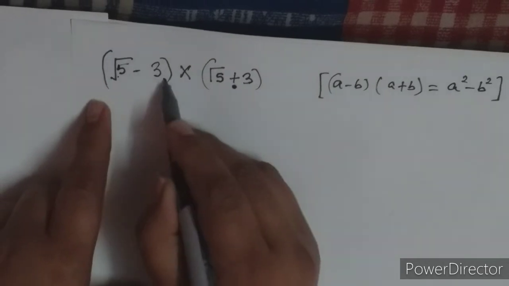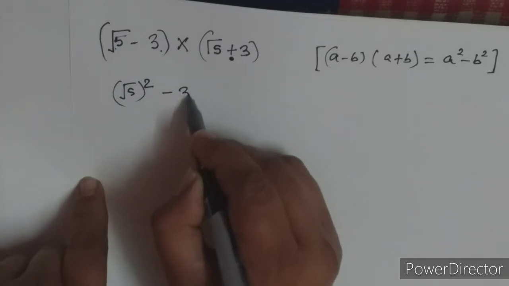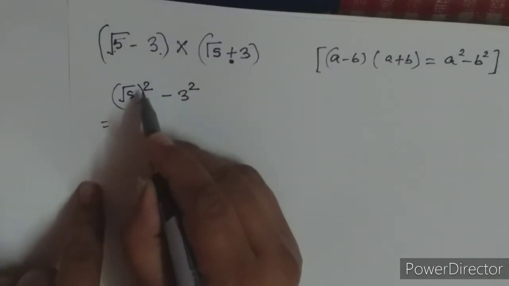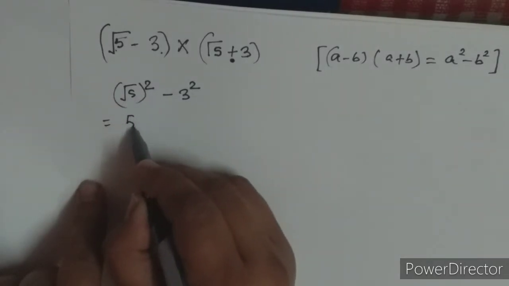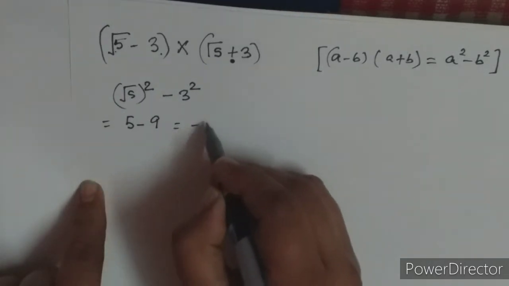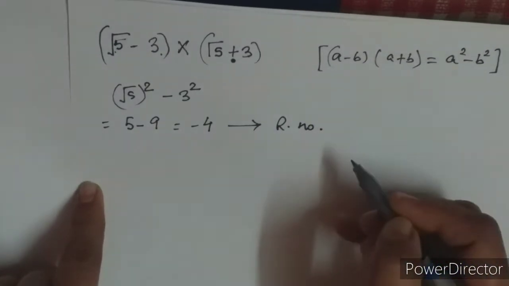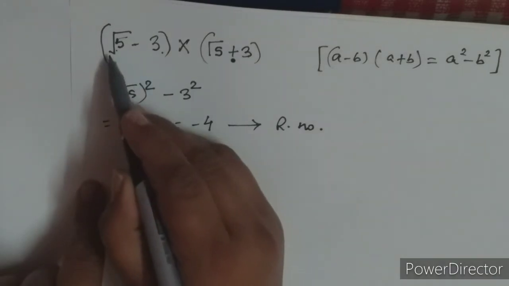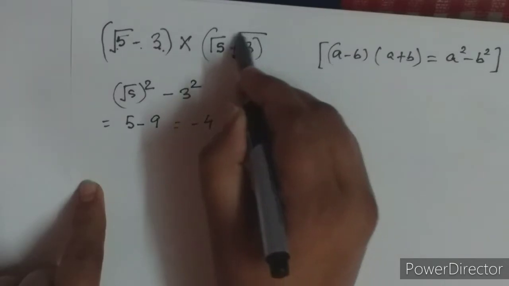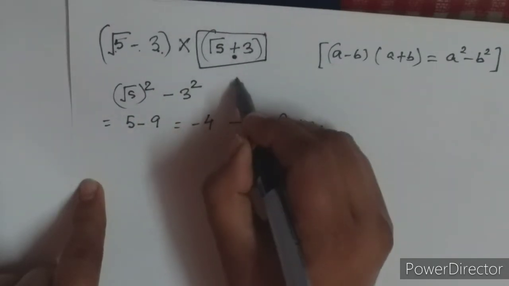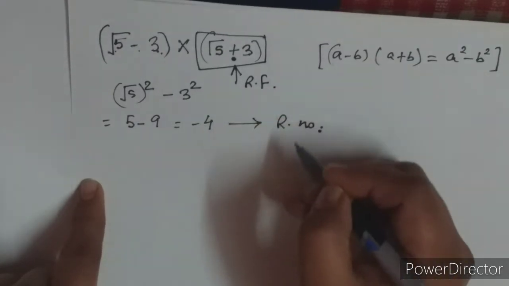So this is a, this is b, and I can write it as square root of 5 square minus 3 square. Square root of 5 has the whole square, and the answer will be 5 minus 9, which is equal to minus 4, which is a rational number. So we have changed square root of 5 minus 3 into a rational number by multiplying it with square root of 5 plus 3. So square root of 5 plus 3 has become its rationalizing factor.